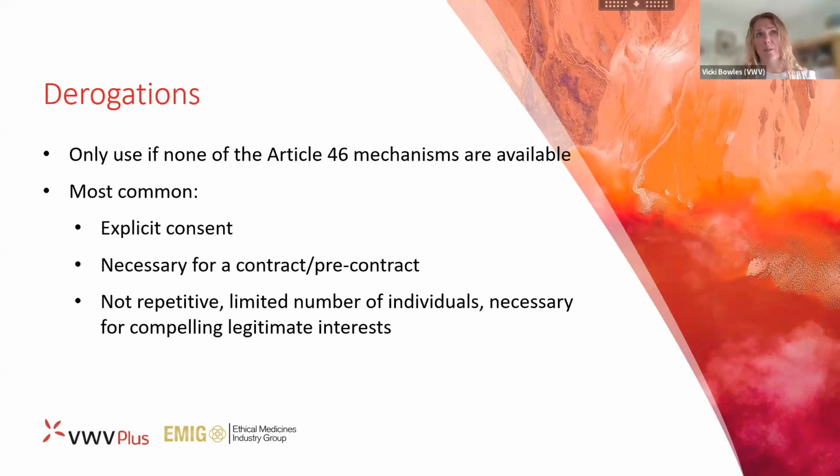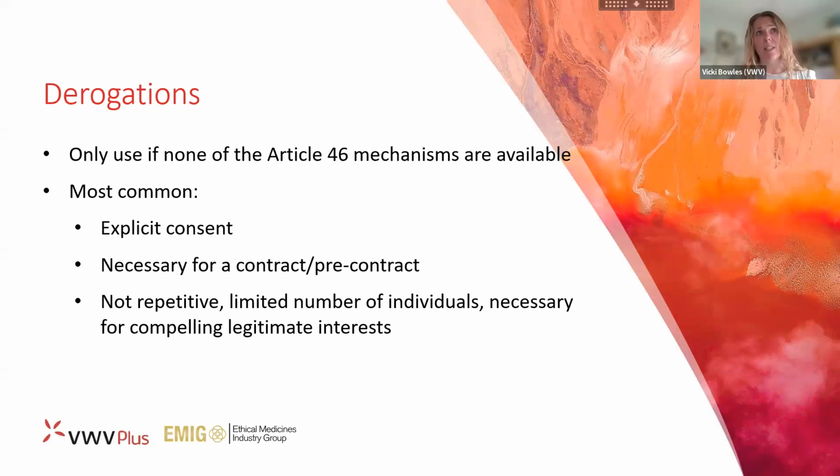The most common ones that we would use are where you've got explicit consent from the individual. So if it's not appropriate to enter into standard contractual clauses because of the type of data or the limited nature of what you're doing, then you can ask for explicit consent from the individual. Consent would have to be the UK GDPR level, so it would have to be informed, freely given, an unambiguous indication of the data subject's wishes, and here it has to be explicit, so it has to be very clear that this is what the individual is signing up to.